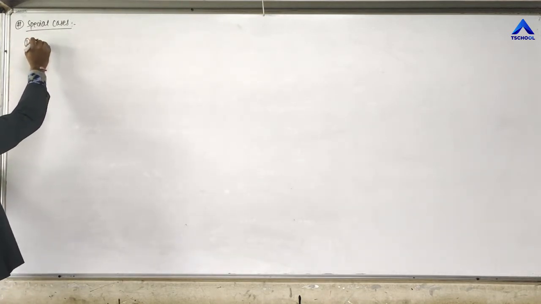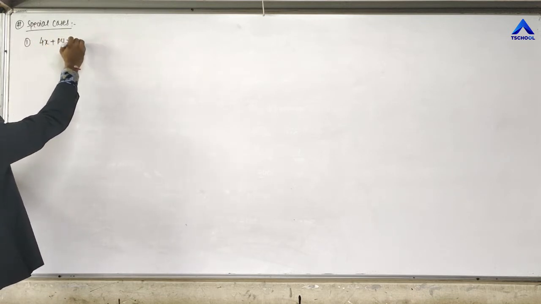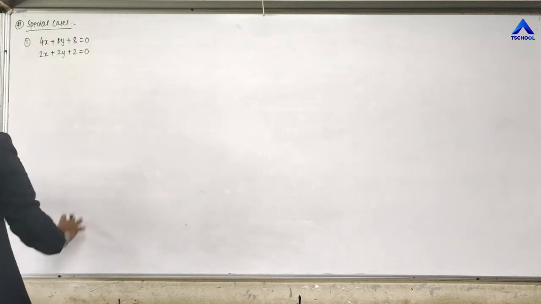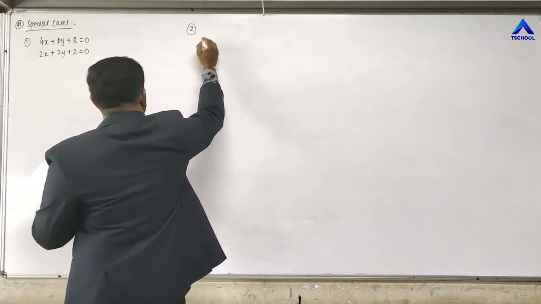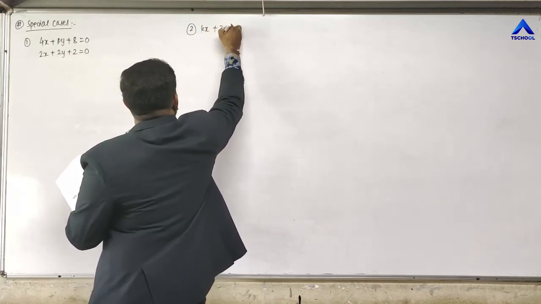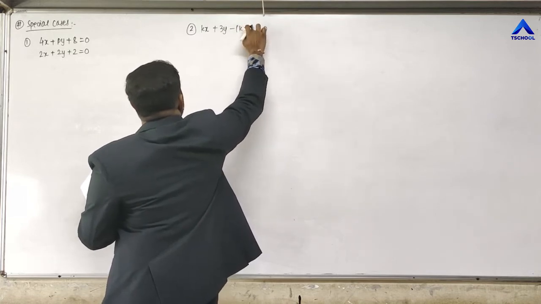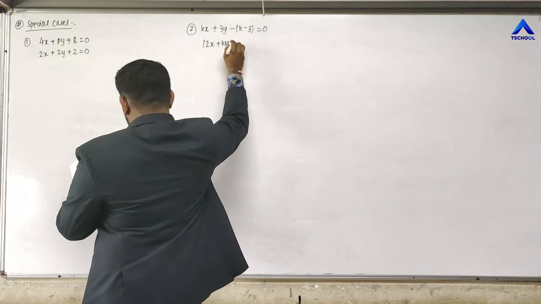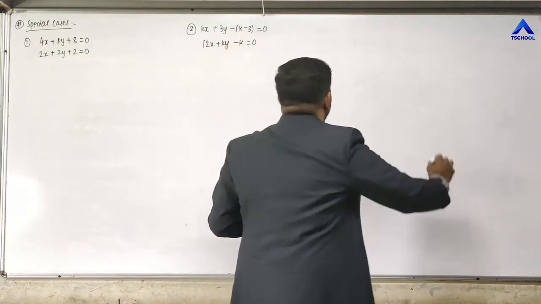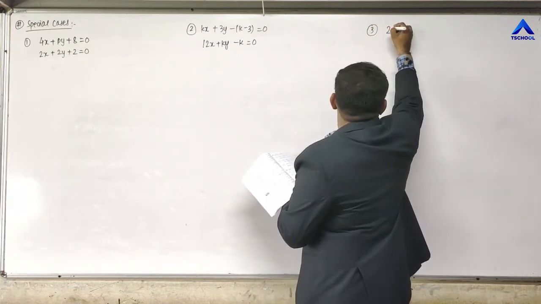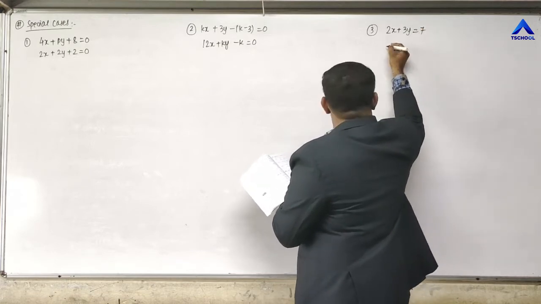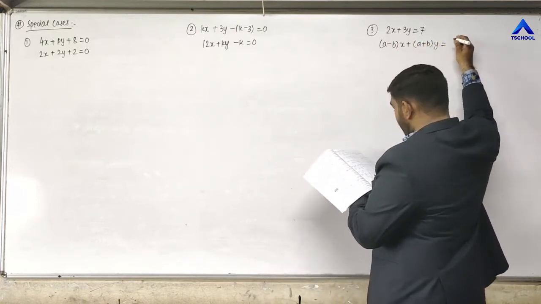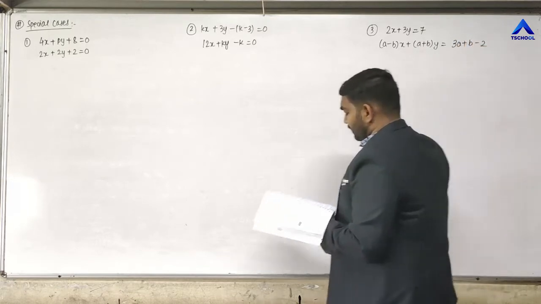So let us take a look over such examples, how to solve them, right? So the first one is 4x plus py plus 8 equal to 0. The second one is kx plus 3y minus k minus 3 is equal to 0, and 12x plus ky minus k equal to 0. And the third question is 2x plus 3y equals 7, a minus b into x plus a plus b into y equals 3a plus b minus 2.